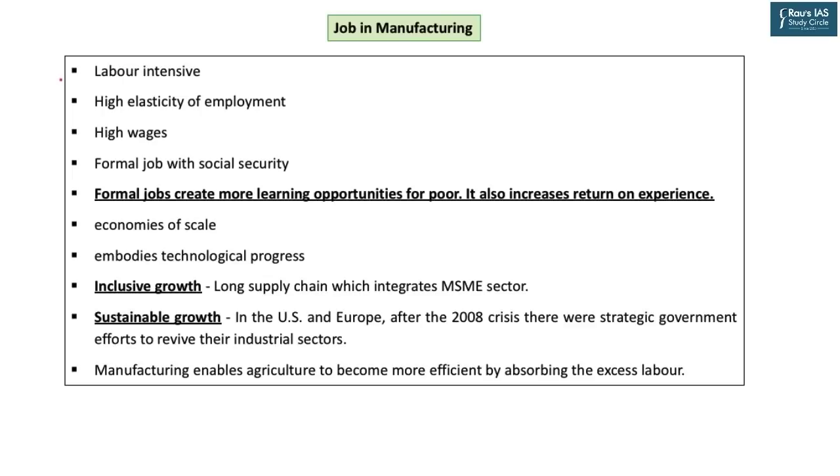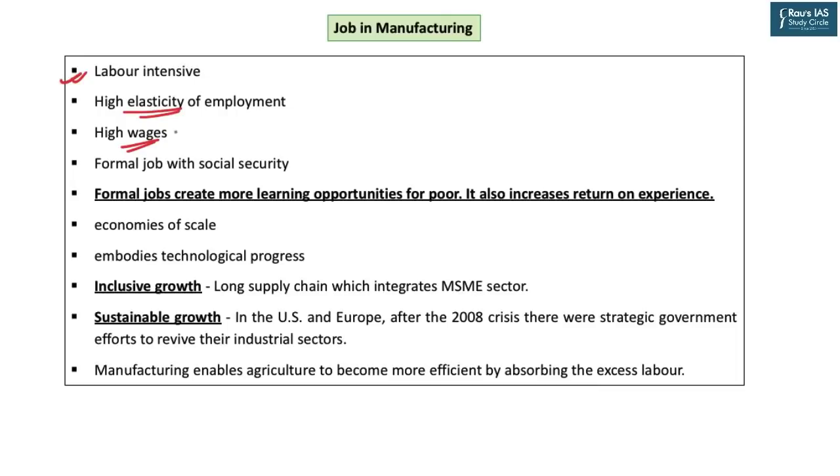A, because it is labor intensive. So more youth joining the workforce every year can be absorbed, because it has high elasticity of employment. The wages in manufacturing, of course, are greater than in the agriculture sector. So per capita income of the economy will rise when the labor force migrates from agriculture towards manufacturing.